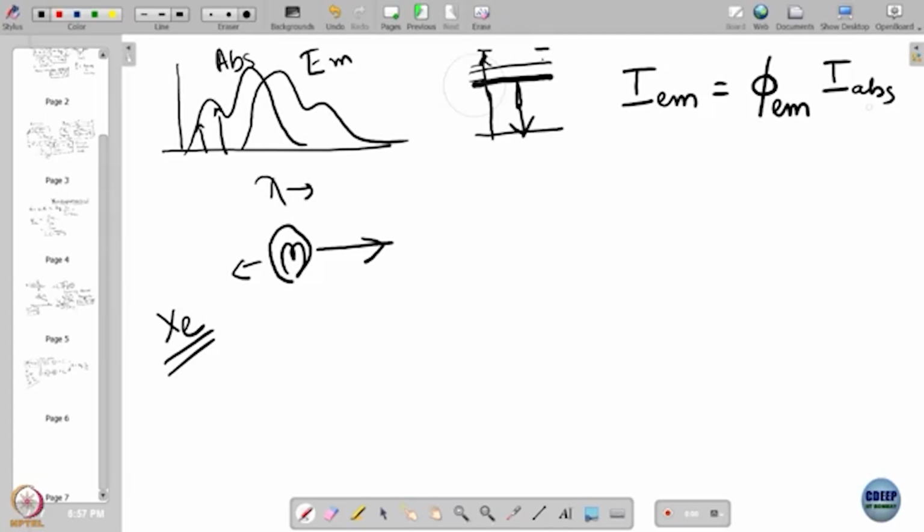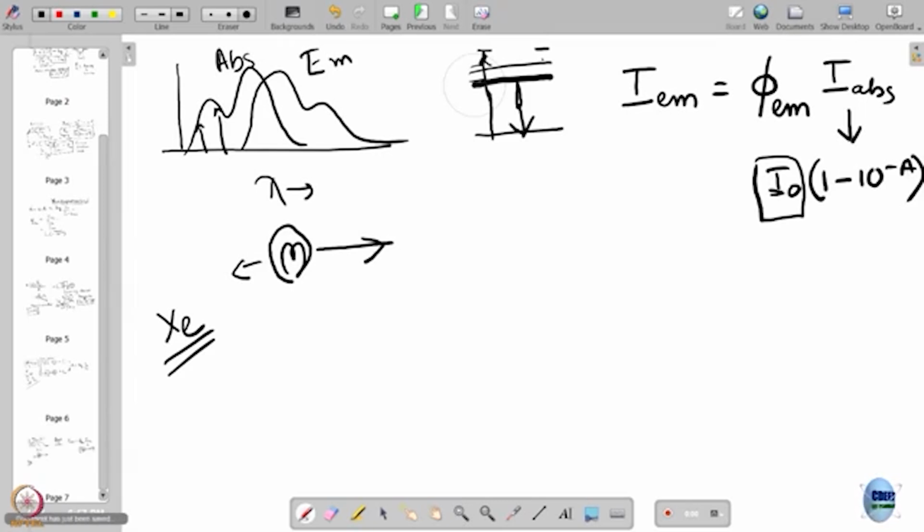Why? Remember, I_EM is equal to phi_EM, the emission quantum yield, multiplied by I_ABS. And I_ABS, what is I_ABS? I_0 into 1 minus 10 to the power minus absorbance, right. So, how much the absorbance is depends on the sample, but the other control you have is I_0. If you use a more intense source in emission, it is actually beneficial, because I_0 is more and consequently the intensity of emission light is also more.